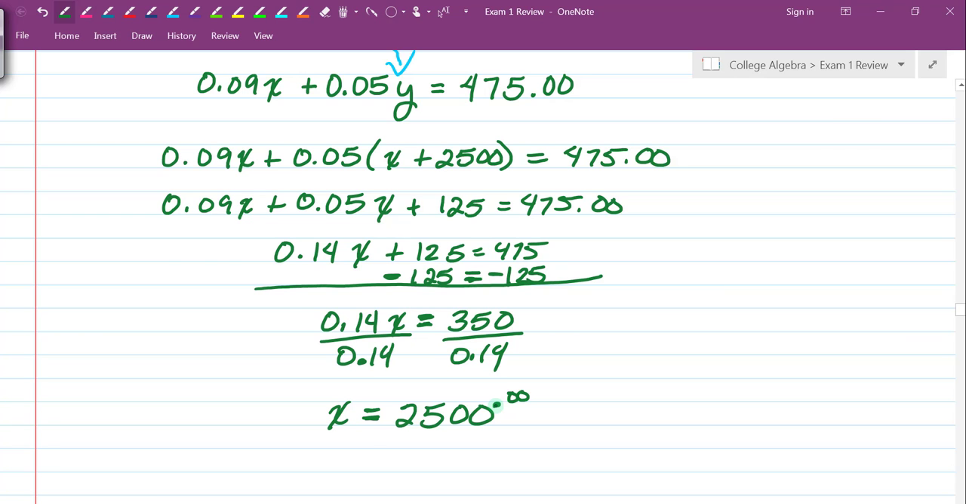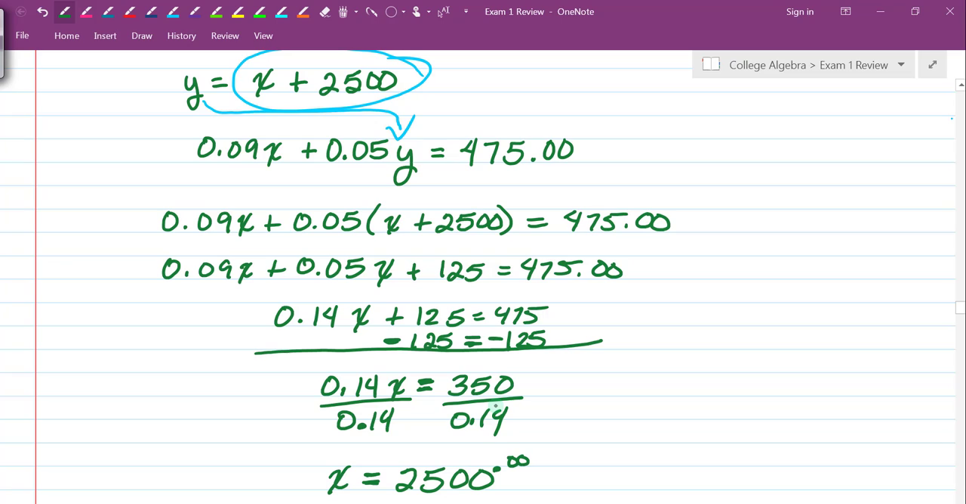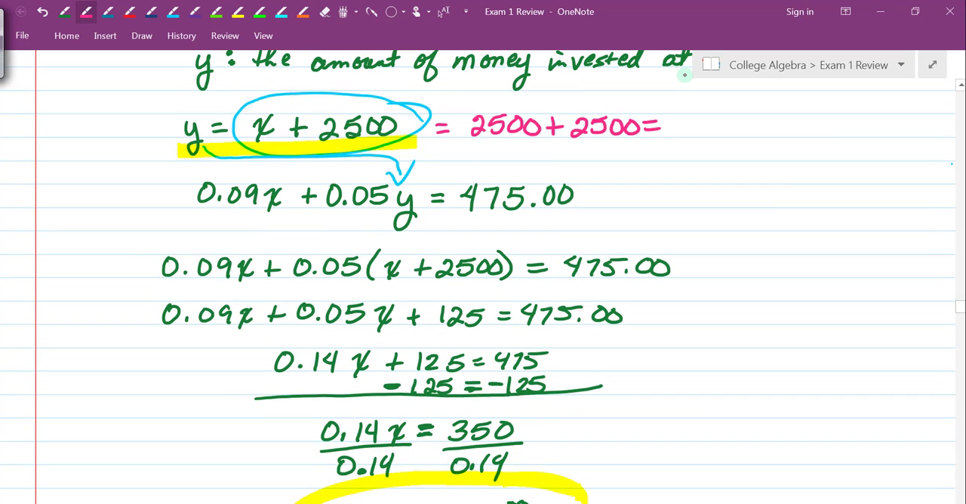Now we're going to go back up. Don't get confused because we have the same numbers going on here. So we have x is equal to 2,500. We have that y is equal to x plus 2,500. So that means that y is going to be equal to 2,500, because that's what x is equal to, plus the 2,500 initial investment that was more. So that is equal to 5,000.